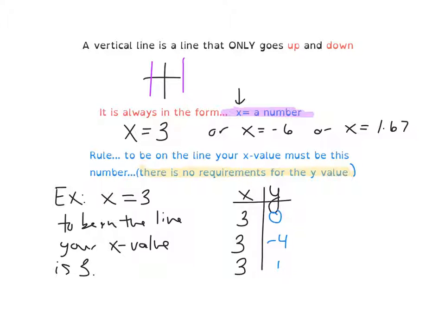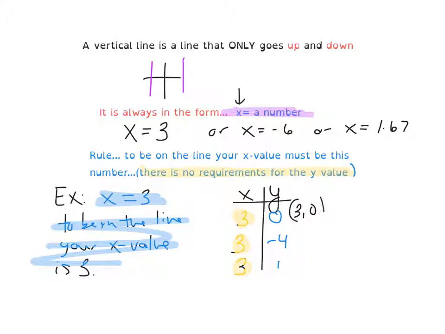So they all have x, right? The x value must be 3 to be on the line. So that's why all of these points have an x value of 3. So the point, for instance, (3, 0), if I write these as points now, is on our line. (3, -4) is on our line. (3, 1) is on our line. I can do as many points as I want as long as the x value is 3. So (3, -1) is also on our line.